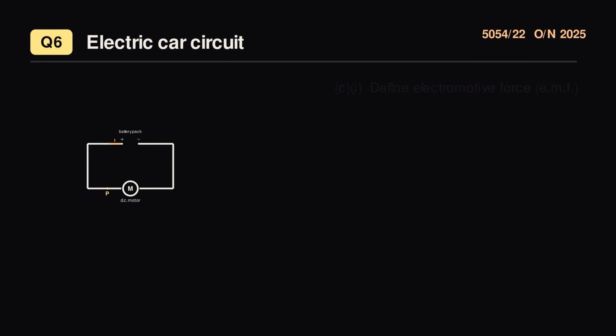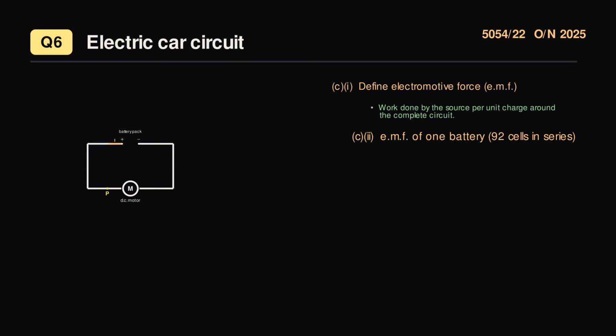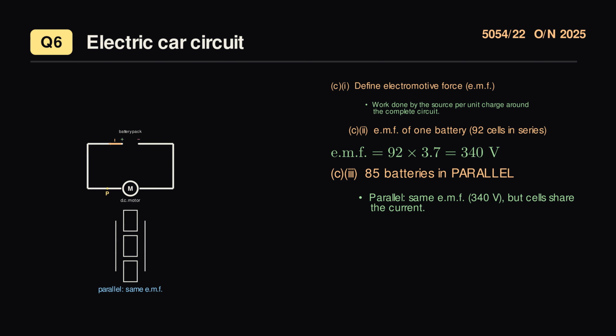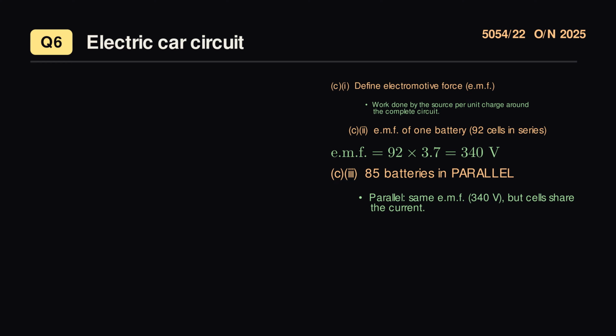Part C. Electromotive force is the work done by the source per unit charge around the complete circuit. 92 cells in series give 340 volts. 85 batteries in parallel keep the same e.m.f. but share the current.